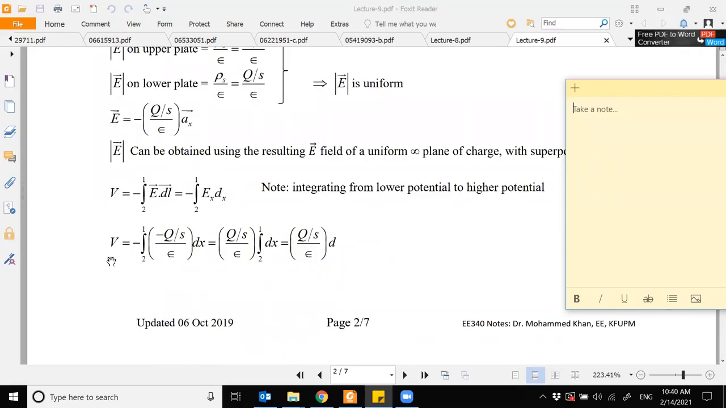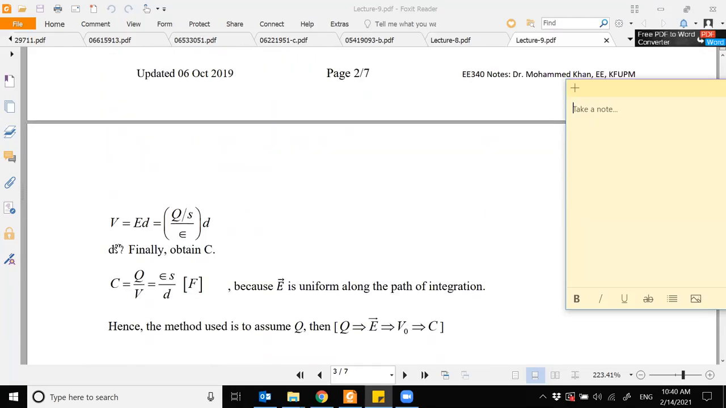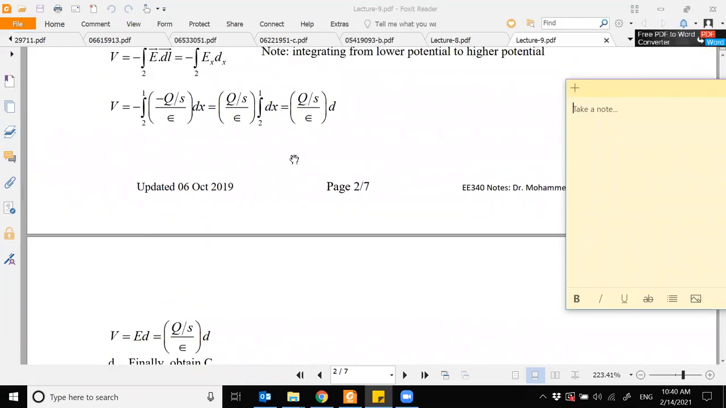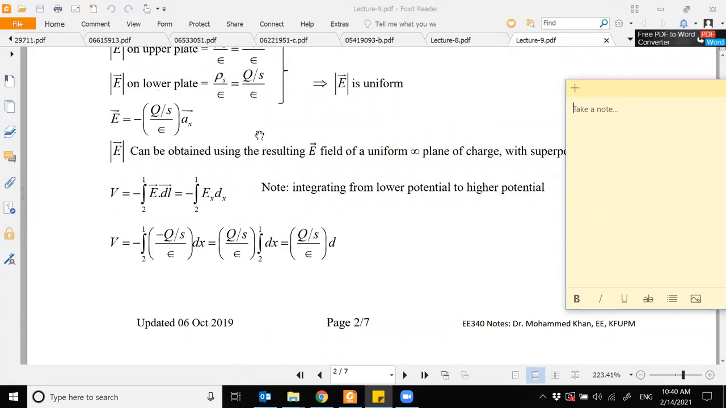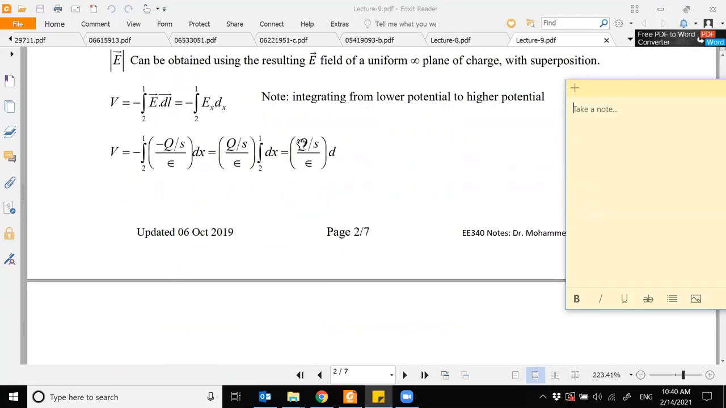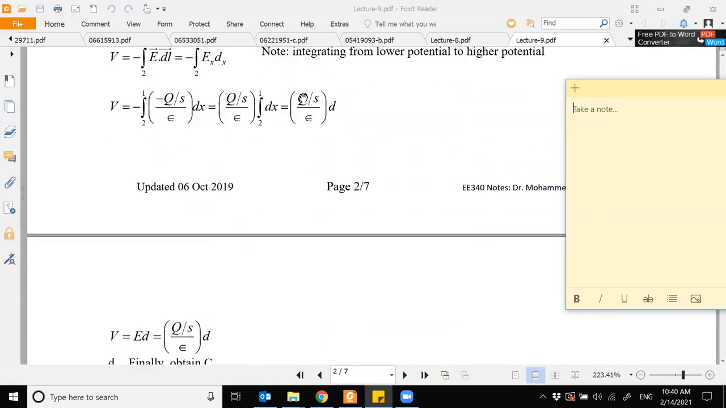So therefore, your potential difference is Q over S over epsilon times d. And Q over S over epsilon is nothing but my magnitude E, right? So I'm now writing this in terms of the electric field magnitude.